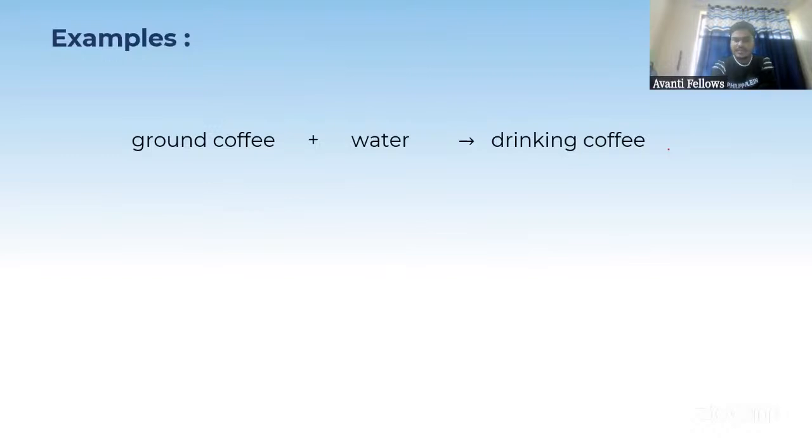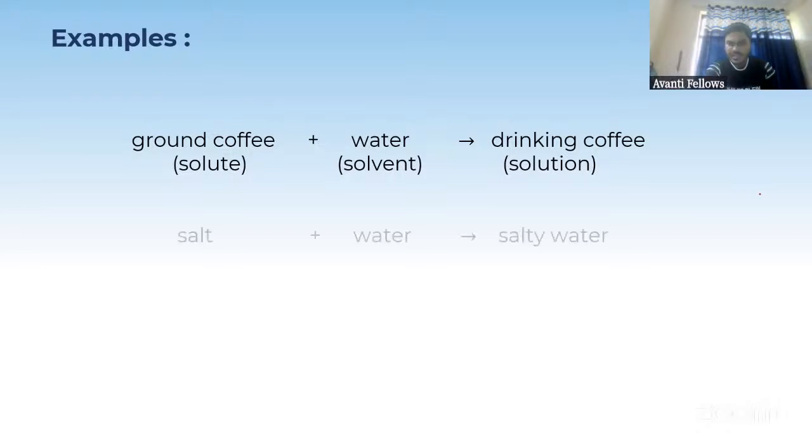Now let's see the example. For example, we have ground coffee, right? This is called solute, and the water is called solvent. And when you mix both, they combine together to give us the solution that is called drinking coffee, right? So here coffee is the solute, water is the solvent, and they combine together to give the solution, right? So I hope this is clear to everyone.